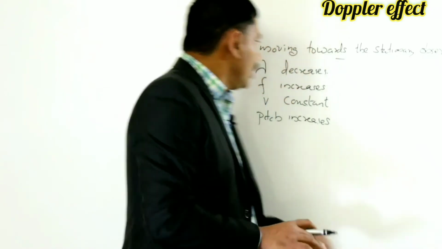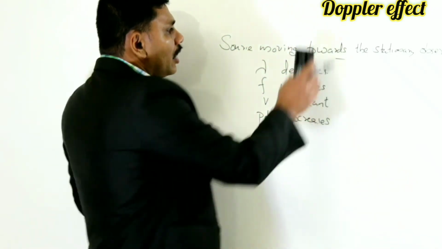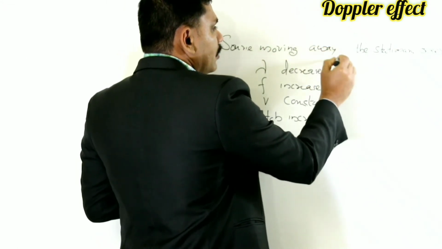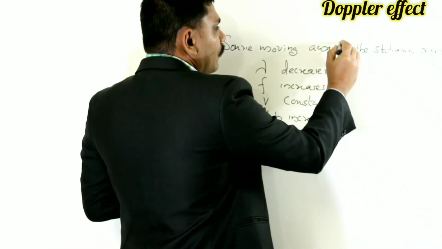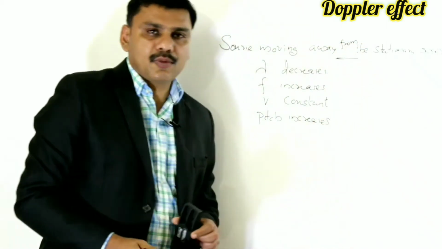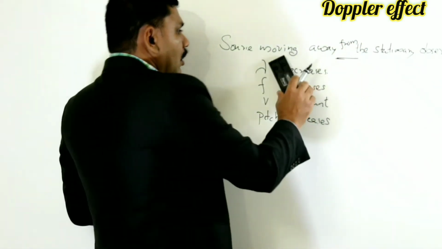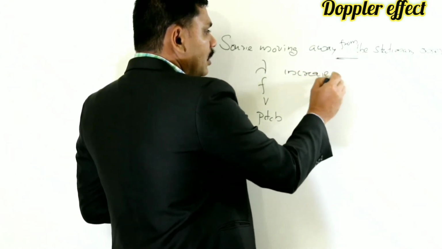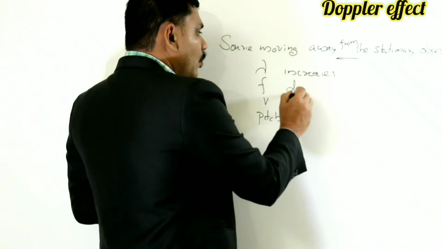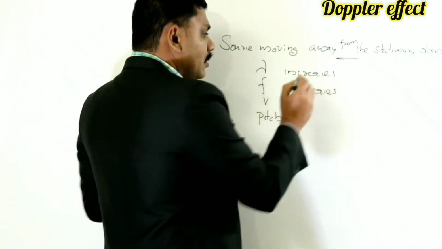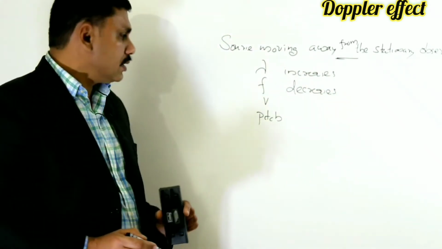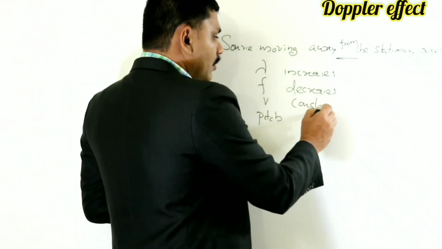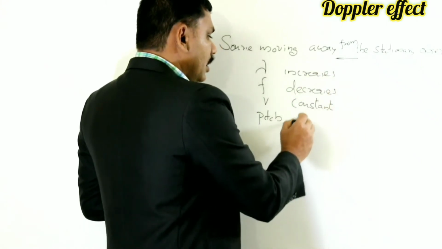Then if the source is moving away from the stationary observer, what will happen? Lambda increases, that is, wavelength increases. Frequency decreases. Then speed of sound remains constant. It will not change. Pitch decreases.